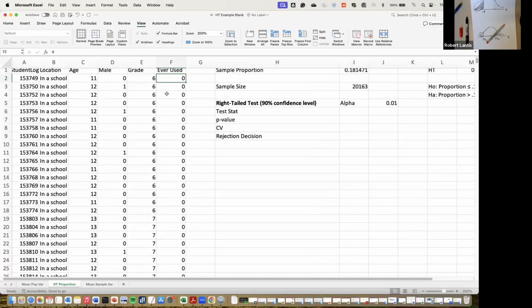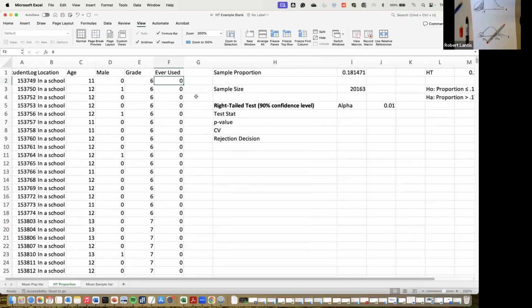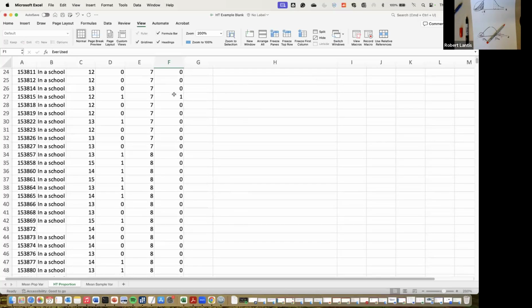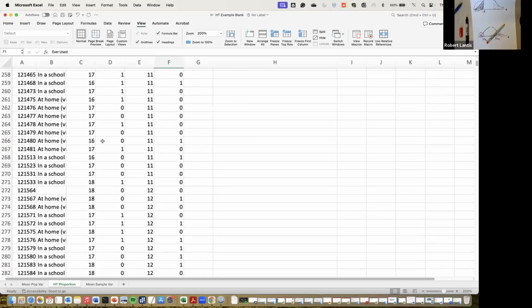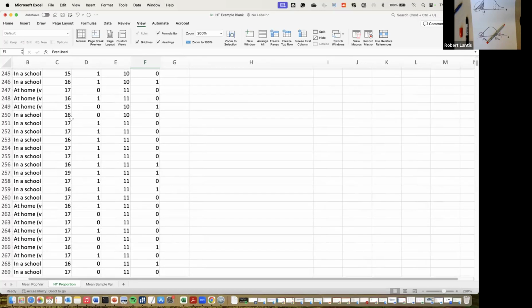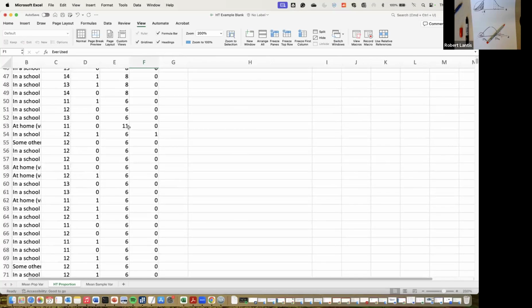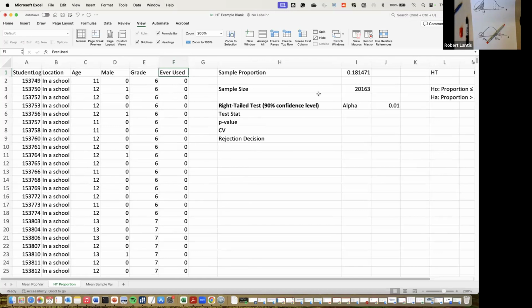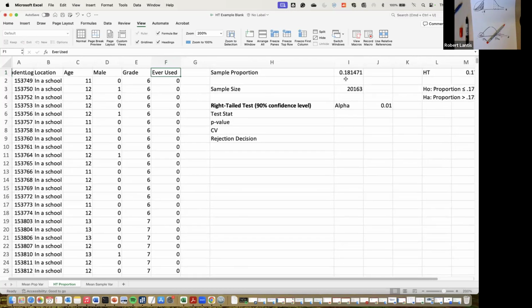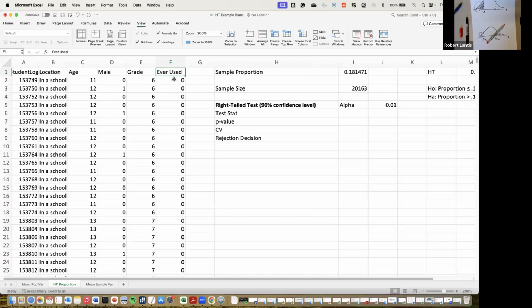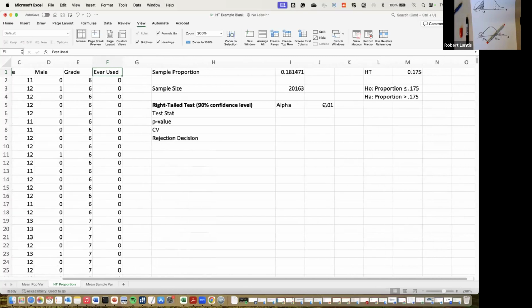This was, I believe, cigarette use data. So this was like, have they ever used, and I think it might have been e-cigarettes, which is kind of wild. There are some 15, some younger aged individuals in this data set who are already vaping. So that's great for society. But we're just interested in the true population proportion of kids in these lower grade levels who have ever vaped. So I've got this hypothesized true value of 0.175. I want to know, is the proportion greater than that? So I'll assume the opposite is true, which is that it's less than or equal to that, okay?